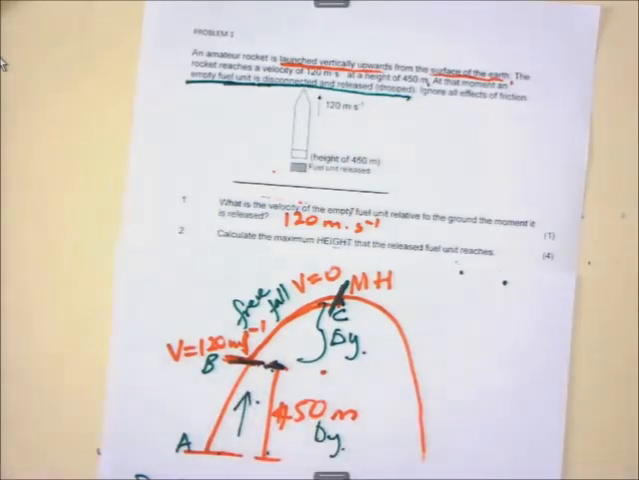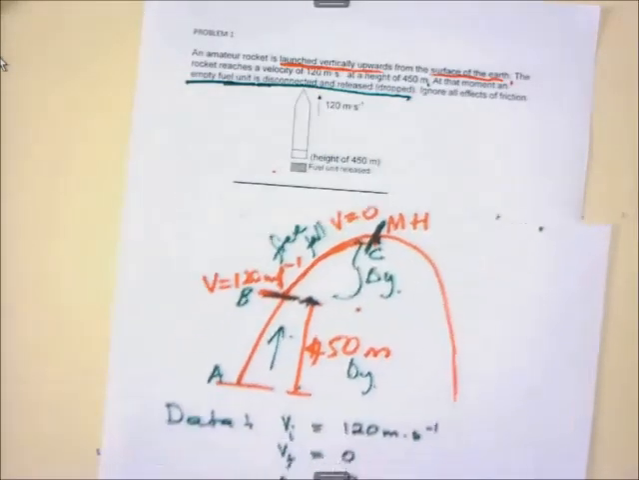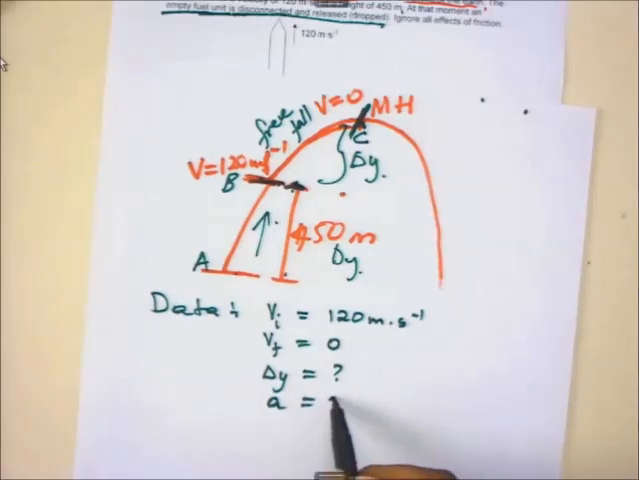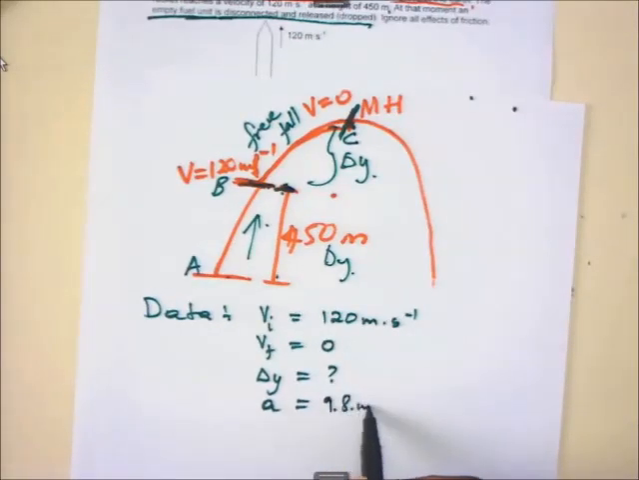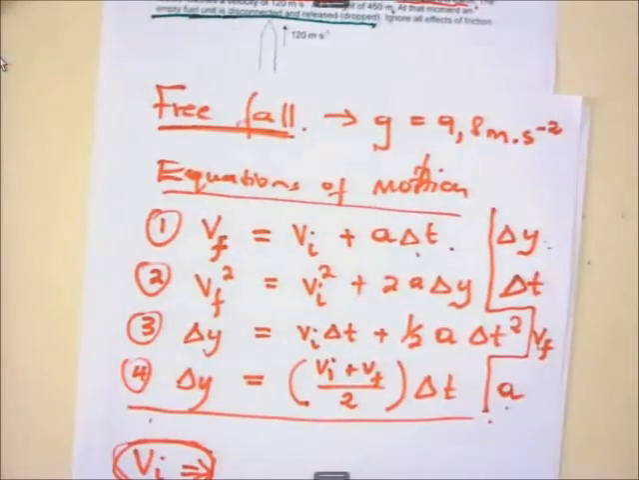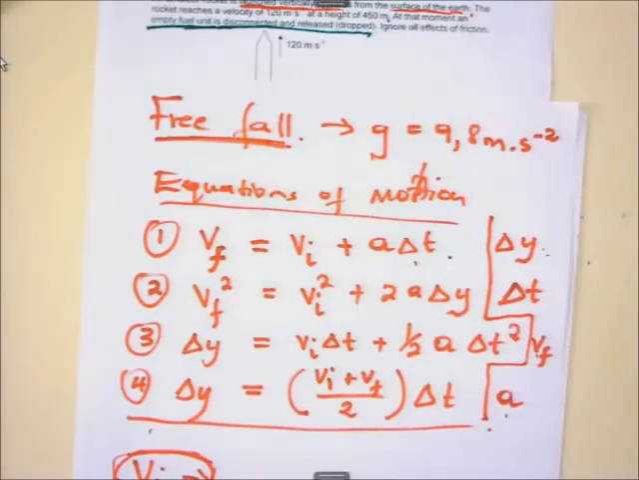Then we come back to our equations. We wrote our data. Then we must write our 9.8 meters per second squared. The equation, we must choose the correct equation now. We are calculating, you must make a decision now. We are required to calculate the displacement up to the maximum height.